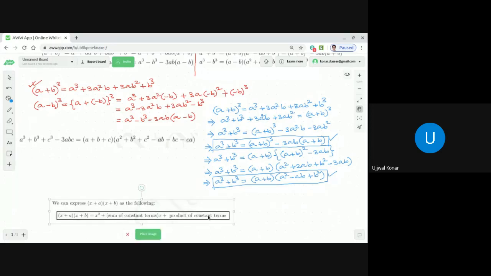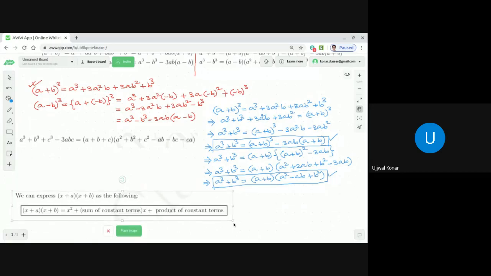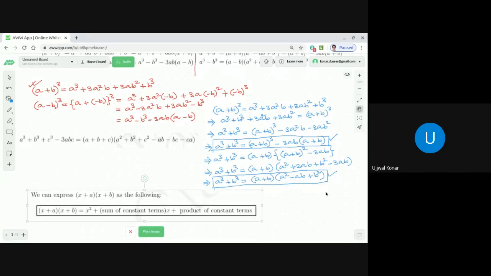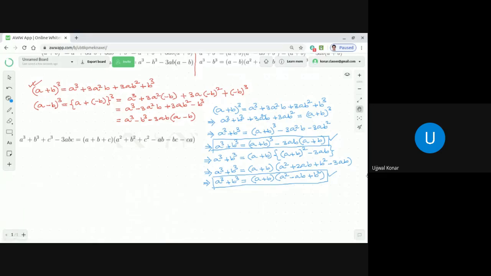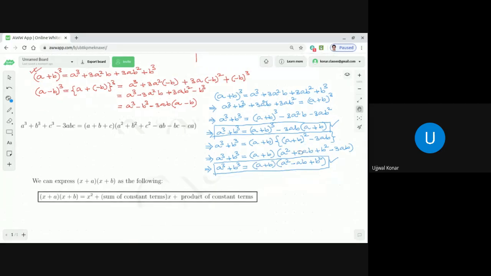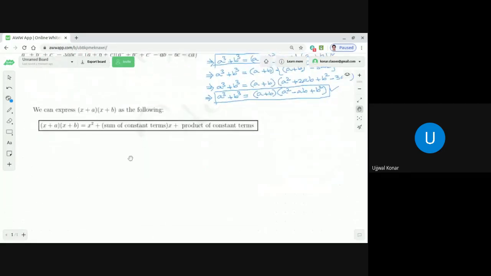Always remember that x plus a into x plus b can always be represented as x square plus the sum of the constant terms into x plus the product of the constant terms. What are the constant terms? a and b. One example: how to express x plus 2 into x plus 3.